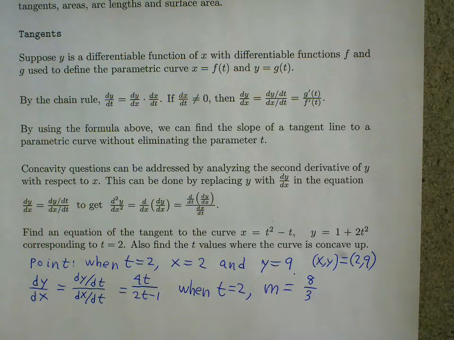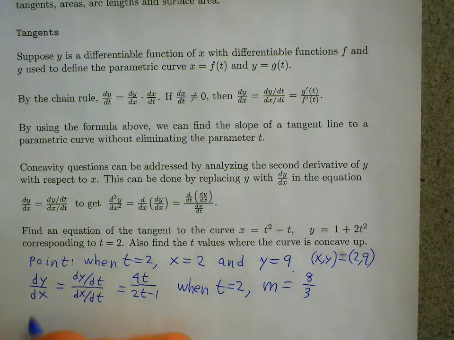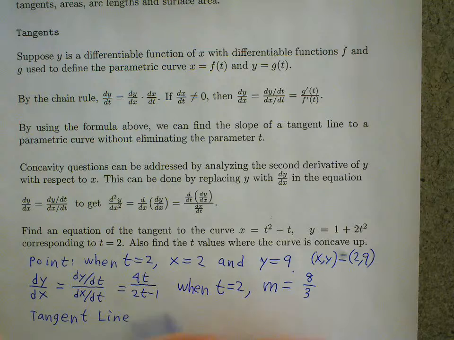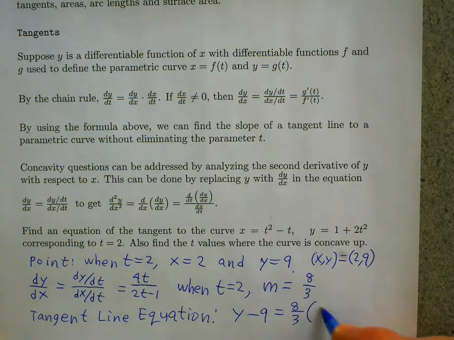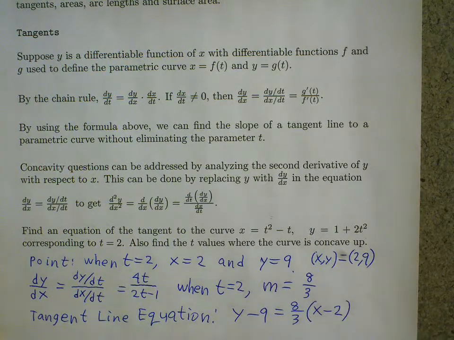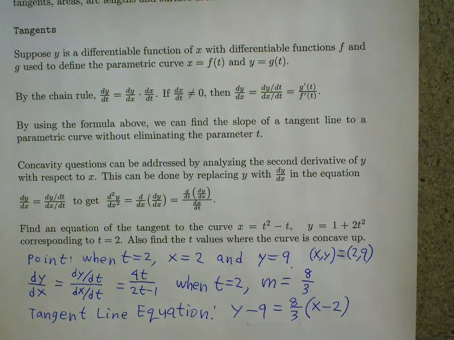Okay, so now we have our slope and we have the point. So the tangent line equation, we can just write the point slope form. We can write y minus 9 equals the slope 8/3 times the quantity x minus 2. So that's a good enough equation if you want to leave it in that form.